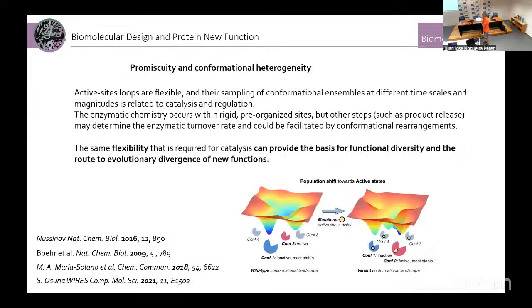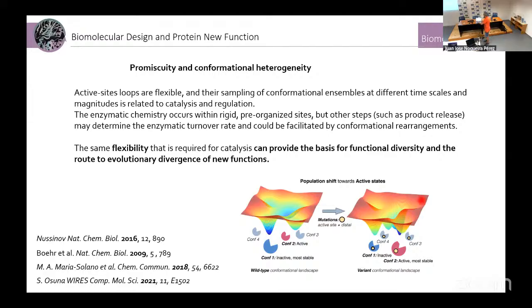So this is how we relate promiscuity and conformational heterogeneity. Because of this plasticity, this flexibility of protein scaffolds, we can access different substates that can become more and more populated. So we can induce this population shift by introducing what we call beneficial mutations, so changes in the protein sequence that stabilize particular substates. We don't know how these substates look when we apply directed evolution, but we introduce these changes in the protein sequence that favor this population shift.